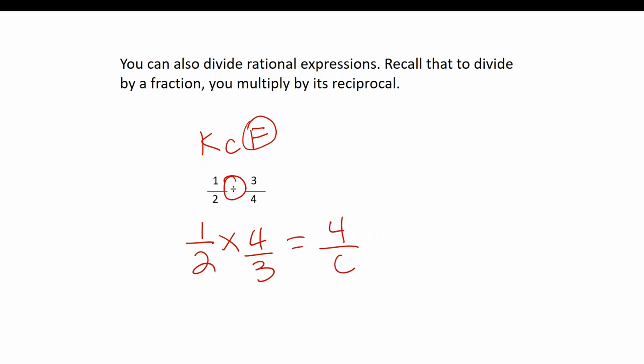We get 4 over 6, and I see that 2 goes into both of those. 2 goes into 4 2 times, 2 goes into 6 3 times, and that's all we have to do for a simple division problem.